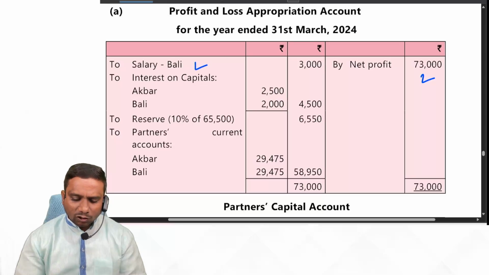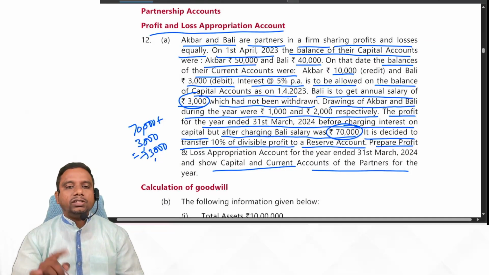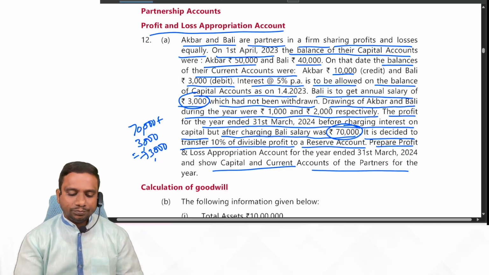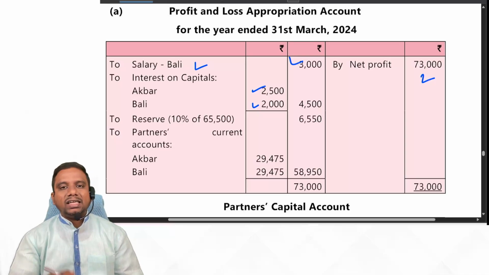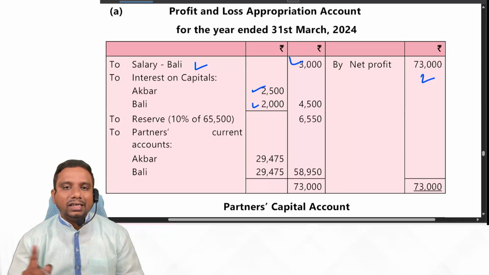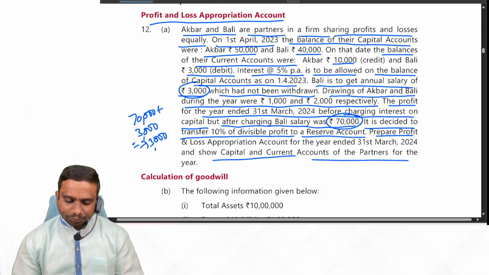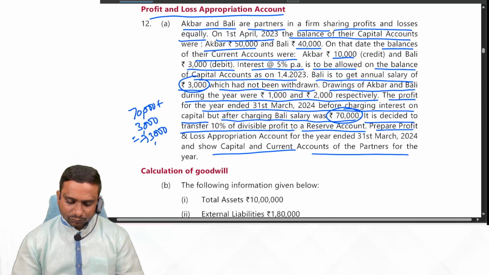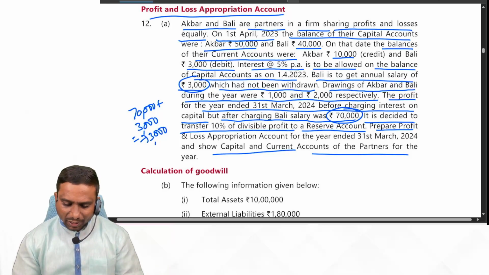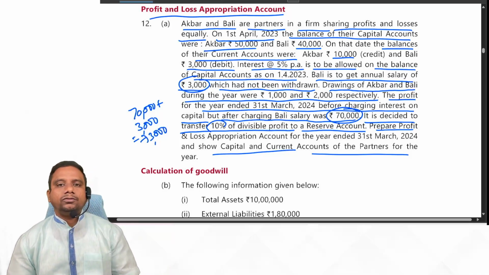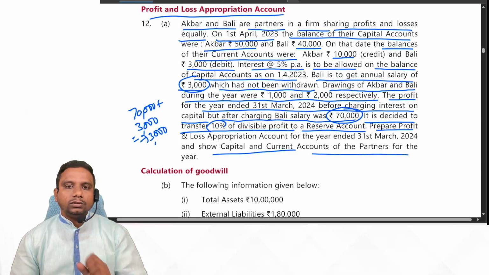Okay, Bali's salary is how much? 3,000. And interest on capital they said 5%. So 50,000 into 5%, 1,500. Next 40,000 into 5%, 2,000. The same is given credit to current accounts. Total 4,500. Next, they said drawings, but they didn't say anything about interest on drawings. And they said 10% should be transferred to the reserve out of divisible profits.